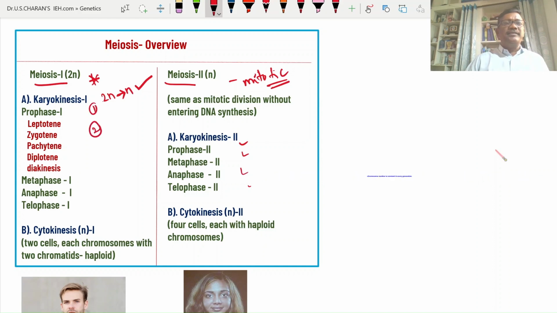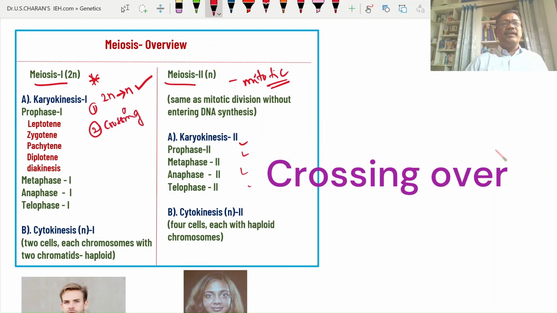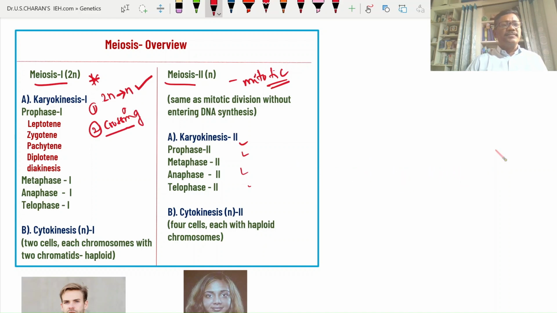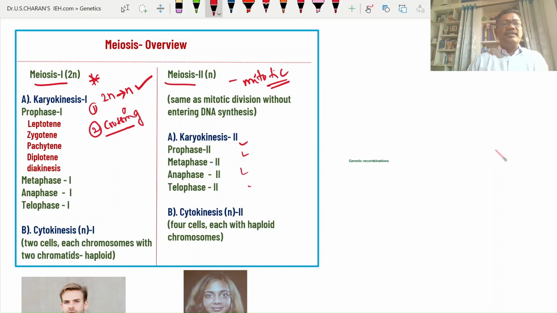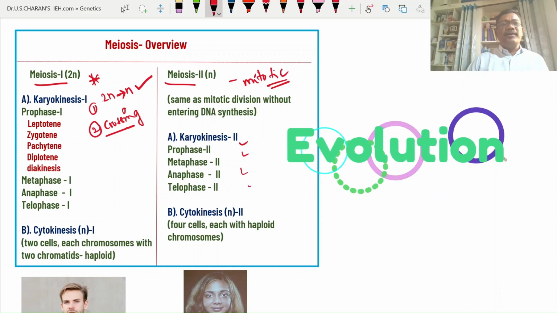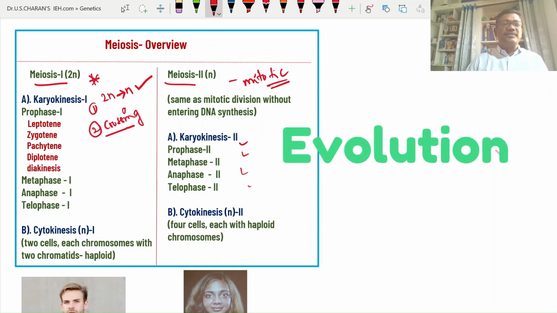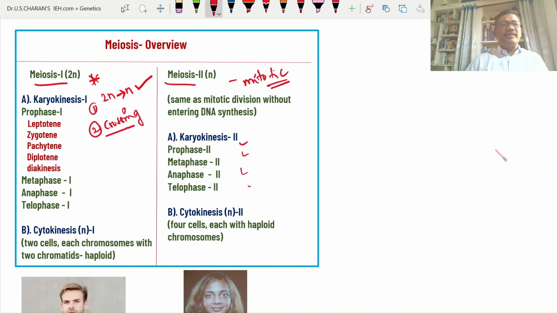Another important thing during meiosis 1 is crossing over, the exchange of genetic material between the homologous pair of chromosomes. If crossing over takes place, genetic recombinations are produced. With those genetic recombinations, new variations are produced in the next generation. Those variations are the raw material for the evolution of organisms. So in this class, we are going to discuss how crossing over takes place during the meiotic division. Meiosis 1 contains prophase, metaphase, anaphase, telophase and cytokinesis. Meiosis 2 also contains the same steps.